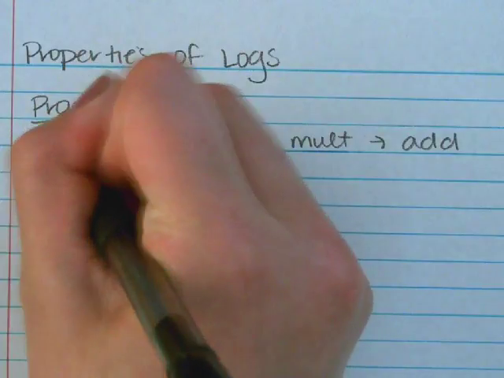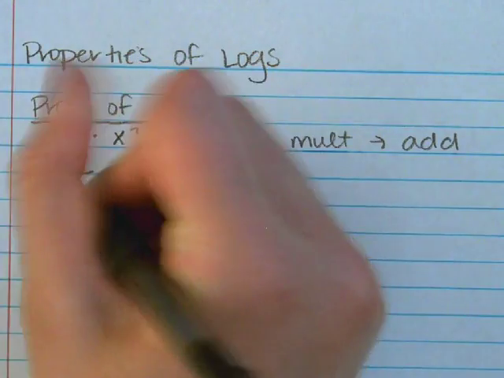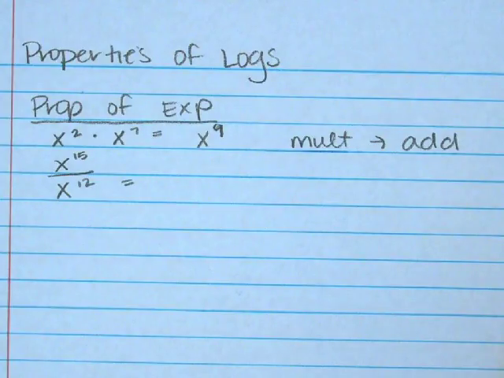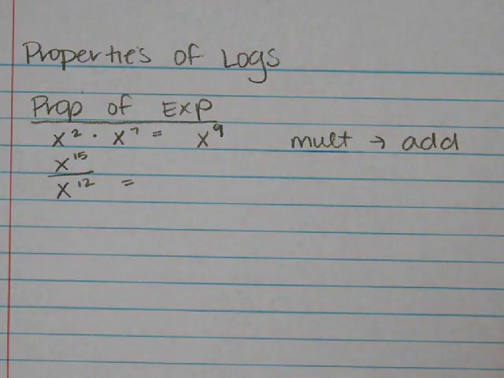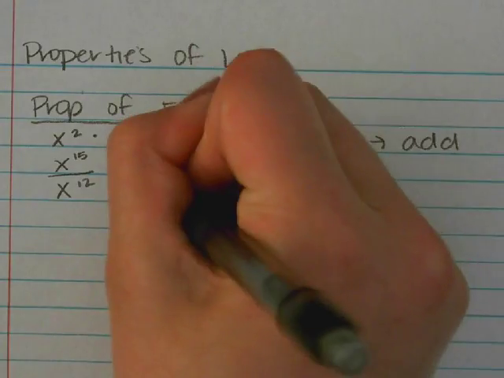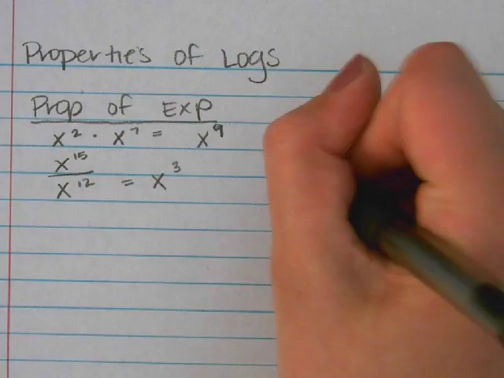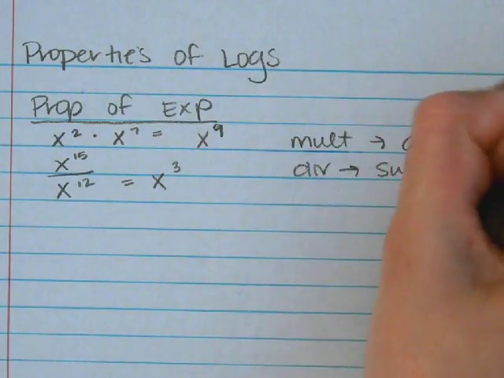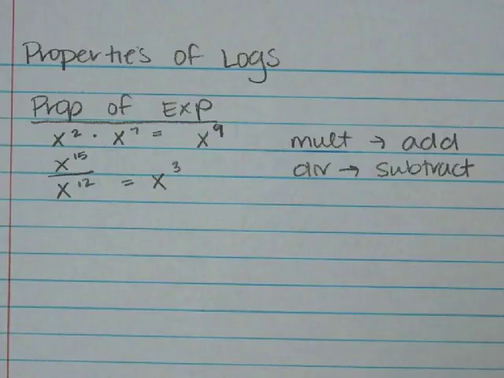Another property of exponents is if we had x to the 15th divided by x to the 12th. Anyone know what that would give you? Yeah, you subtract, you get x to the third. So division problems are really subtracting your exponents.